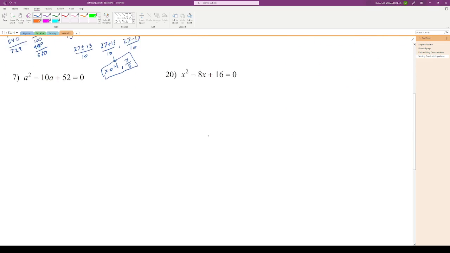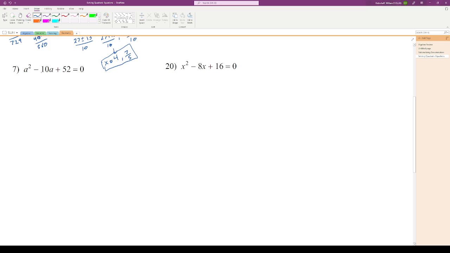Okay, number 7. This one does have a b term, so we're not going to solve by square roots. But this one has an a value, in front of the squared term, of 1, and a b term that is even. So if we have an a equal to 1 and b is even, then we can solve by completing the square. We could still use factoring or the quadratic formula, but completing the square is a quicker, more efficient way of solving the problems when we have this set up.